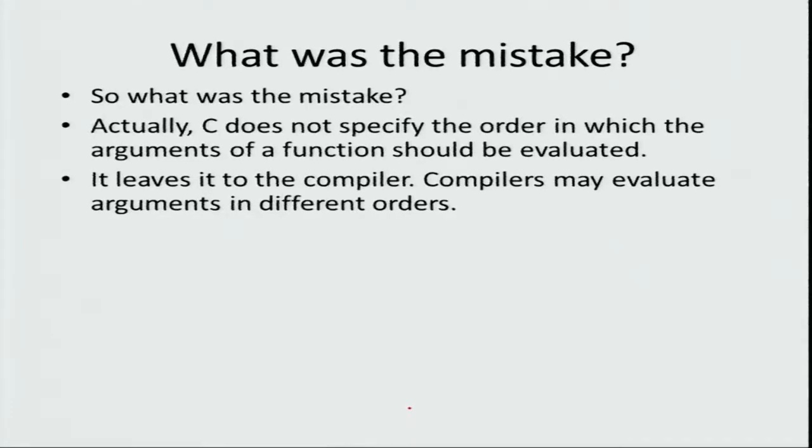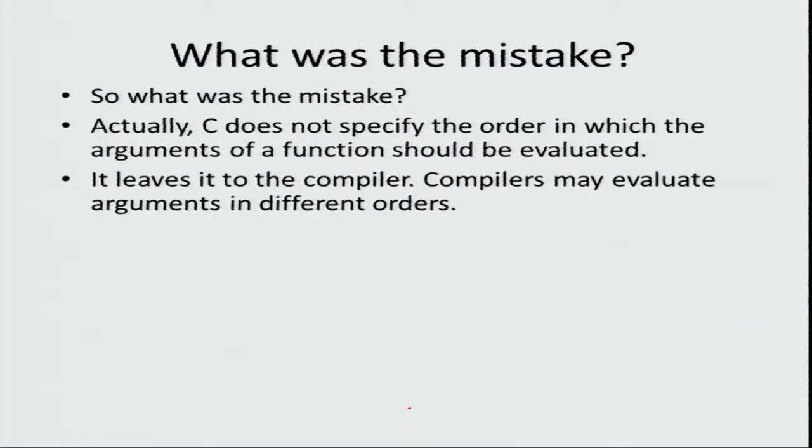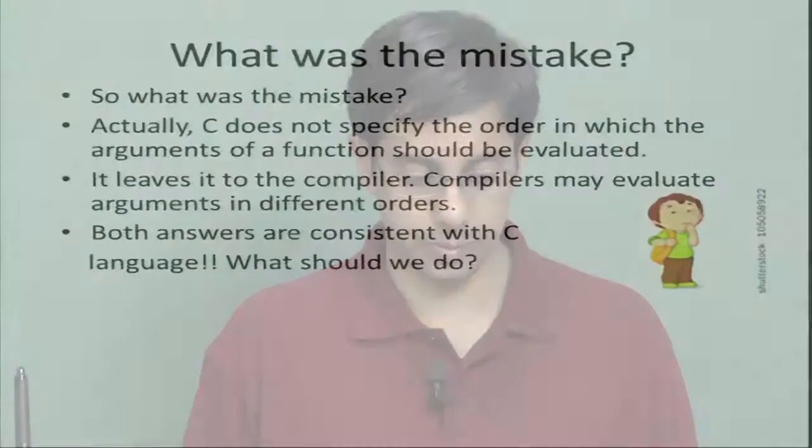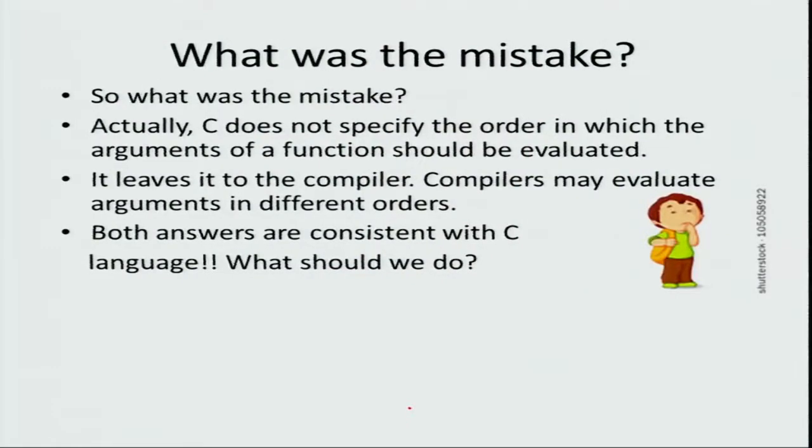So, what was the mistake? The mistake was that we assume that both arguments will be evaluated before the function is called, but we also assume that it will be evaluated left to right, and the first expression will be evaluated before the second expression. That is a reasonable assumption to make, but C does not guarantee you that. C leaves these decisions to the compiler. Now, compilers may evaluate arguments in different orders. For example, a very common order is right to left. So, both answers, 1 and 3 and minus 1 and 3, are consistent with the C specification.